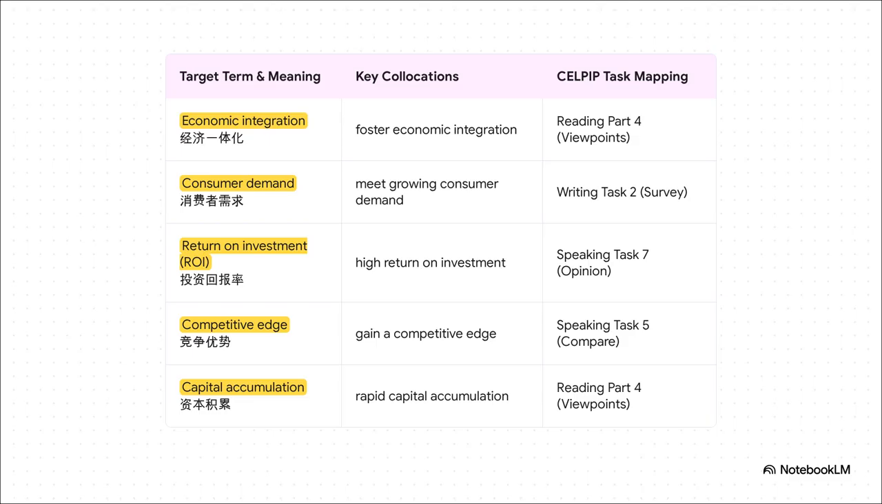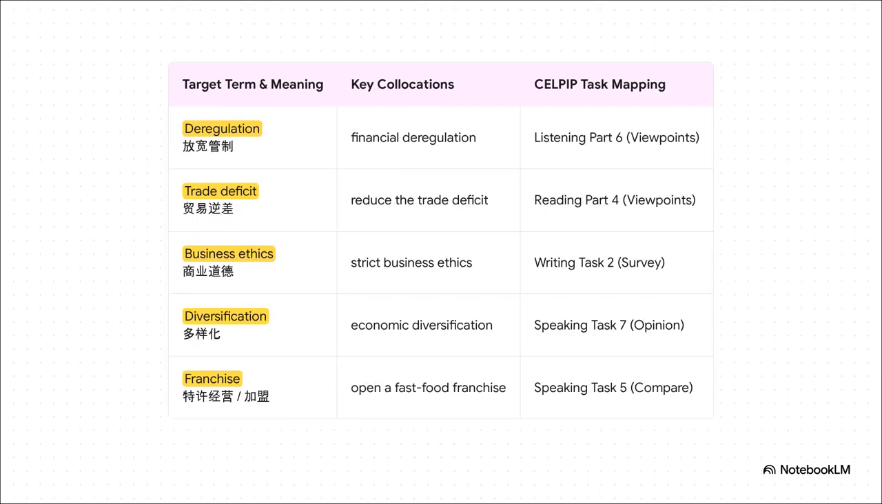Finally, capital accumulation. Capital accumulation, 资本积累. Look out for academic texts discussing rapid capital accumulation in your more advanced reading passages. Closing out the business block now. First, deregulation. Deregulation, 放宽管制. Listen closely for intense debates around financial deregulation in listening Part 6.